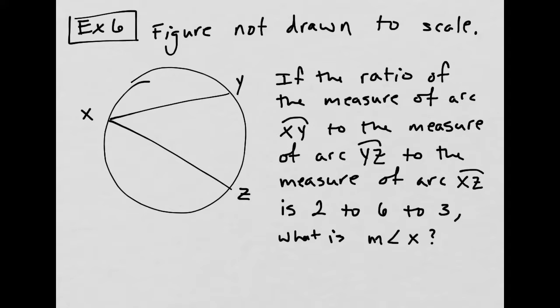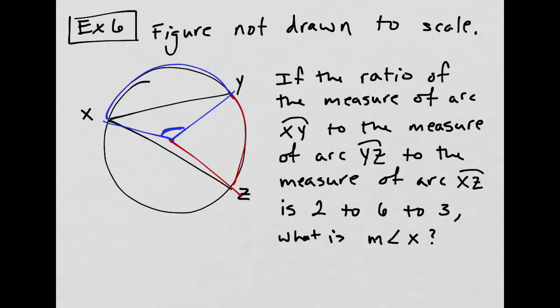If the ratio of the measure of arc xy, I'm going to draw the center. Remember, the measure of this arc is different from the arc length. The measure is in degrees. So remember, the measure of the arc is the same as this angle. So that's something to keep in mind. And then if the measure of that arc to the measure of yz, so I draw that.